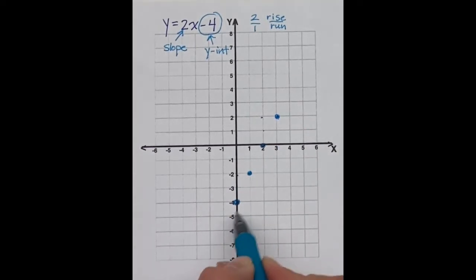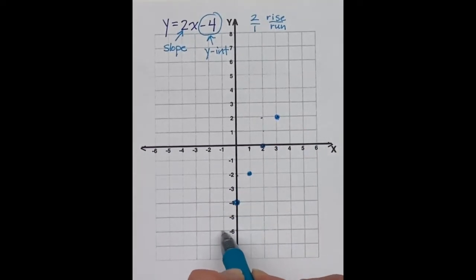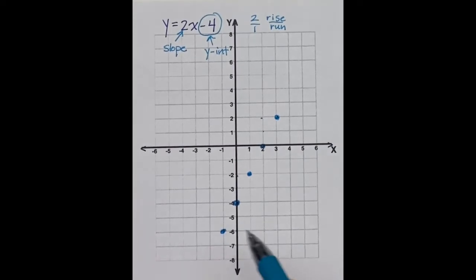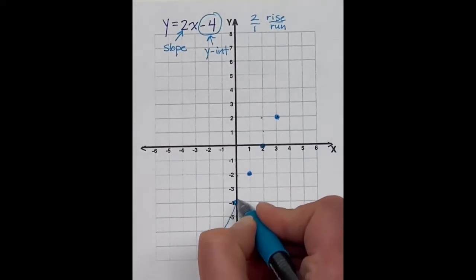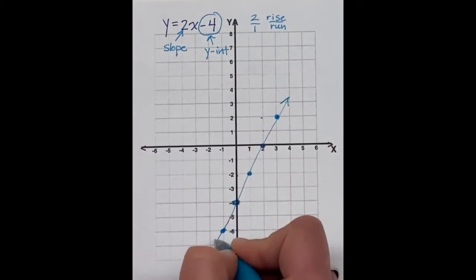You could also go the other direction by rising a -2 and running a -1, because two negatives make a positive. Connect your dots, and you are done.